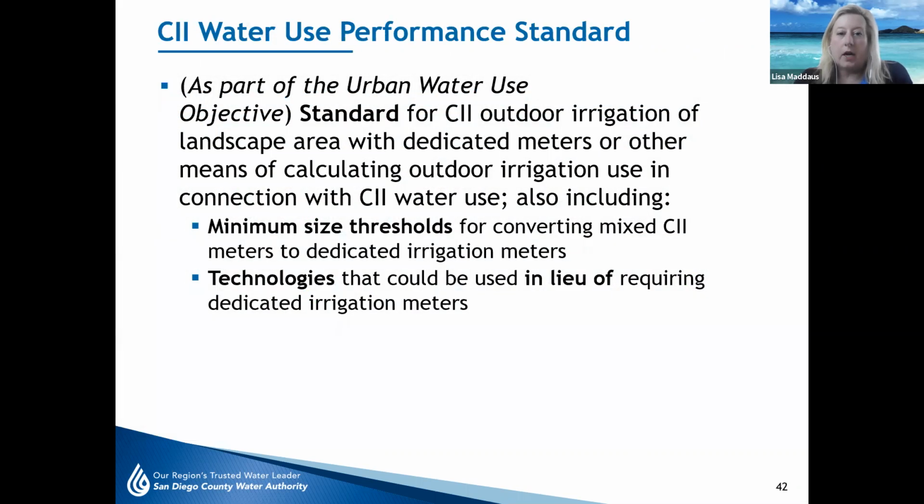The other part, in the blue section that was calculated, is the outdoor irrigation element of landscape for CI, and that's included with dedicated meters. It calls for minimum size thresholds or technologies that could be used in requiring dedicated meters on these properties to segregate out, essentially, the indoor CI use from the outdoor. Next slide.